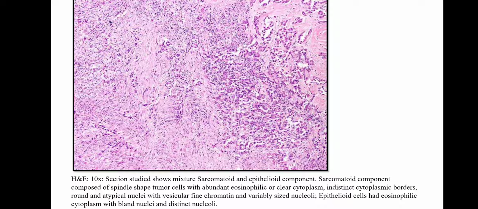This micrograph, showing H&E, section study shows the sarcomatoid and epithelioid components. The sarcomatoid component is composed of spindle-shaped tumor cells with abundant eosinophilic or clear cytoplasm and indistinct cytoplasmic borders, round to atypical nuclei with vesicular fine chromatin. Epithelioid cells had eosinophilic cytoplasm with blend nuclei and distinct nucleoli.